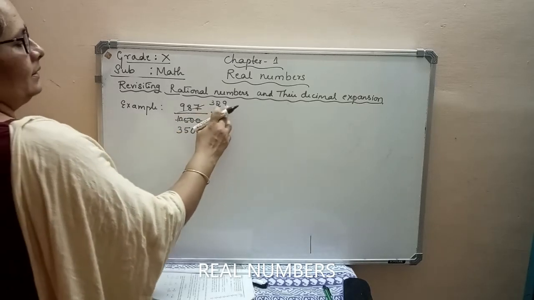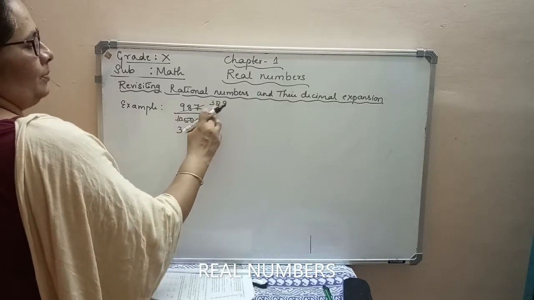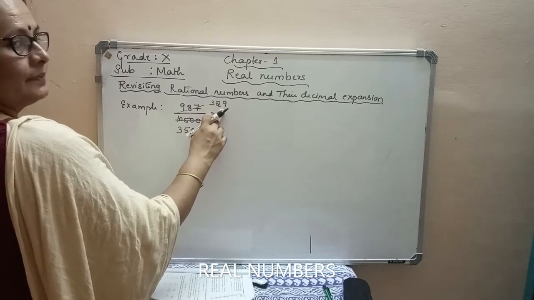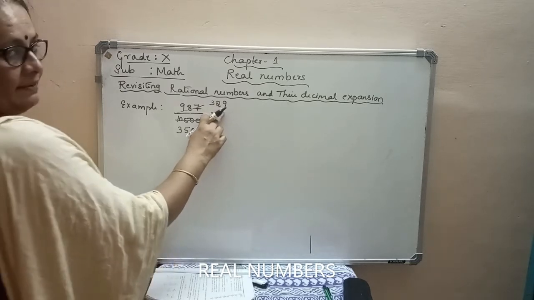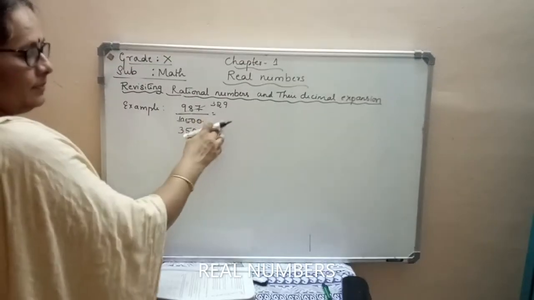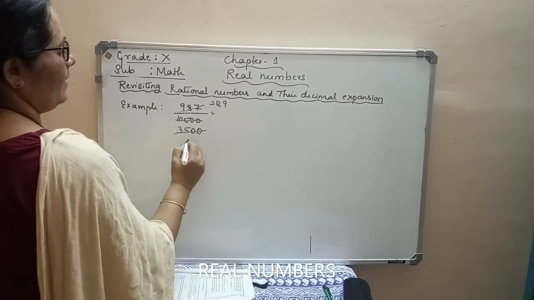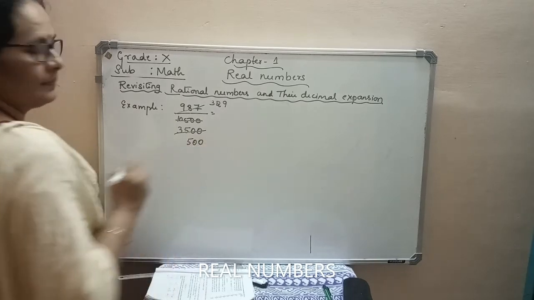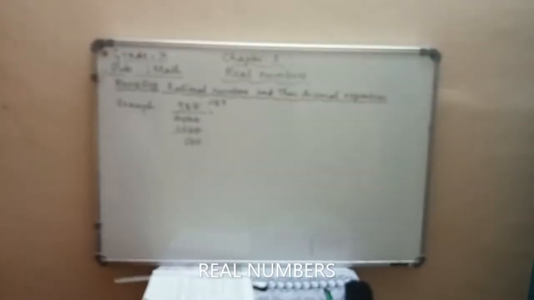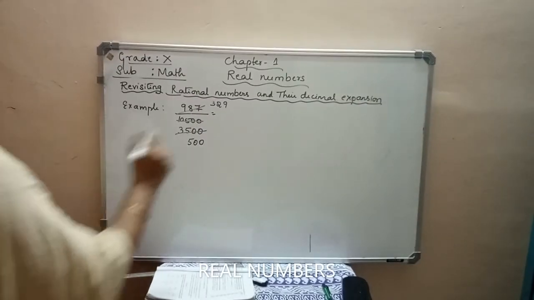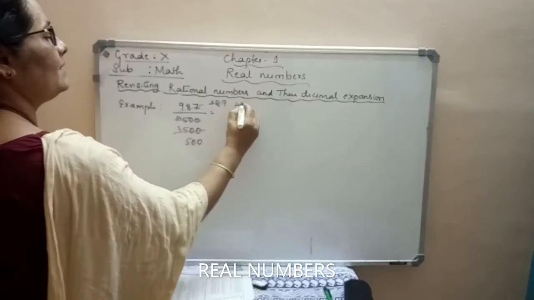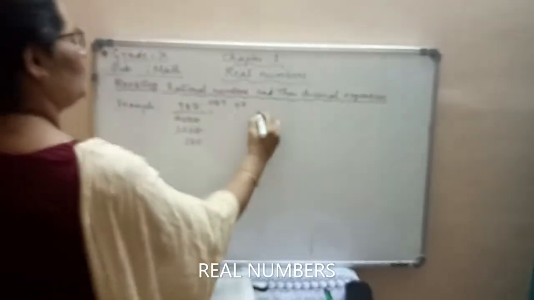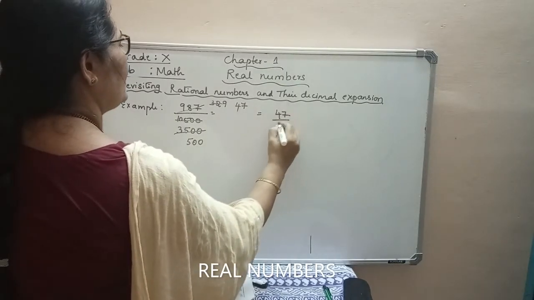See here, which number is it divisible by? Divide both sides by 7. 7 5s are 35. Then 7 4s are 28. 7 7s are 49. So 47 by 500.